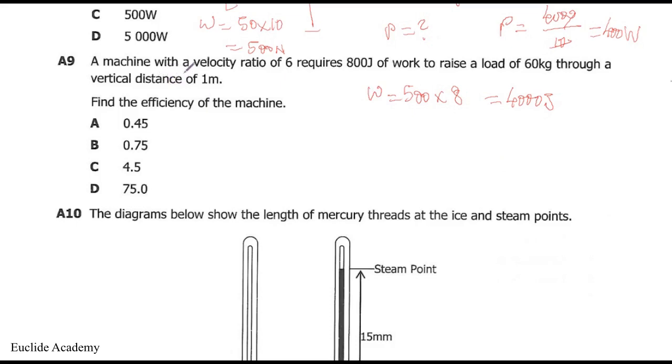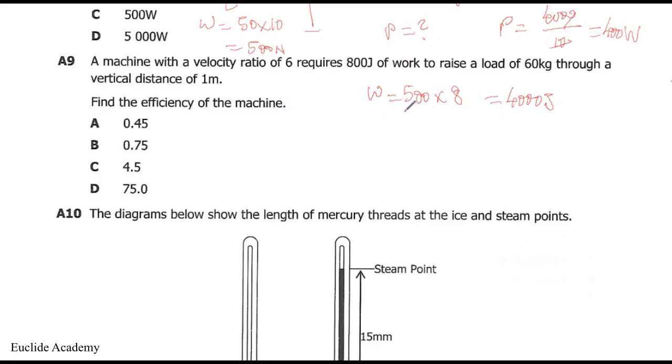So question 9: a machine with a velocity ratio of 6 requires 800 joules of work to raise a load of 60 kilograms to a vertical distance of 1 meter. Find the efficiency of the machine.